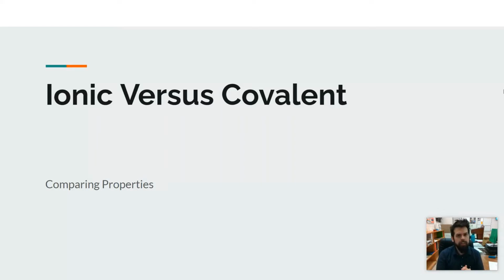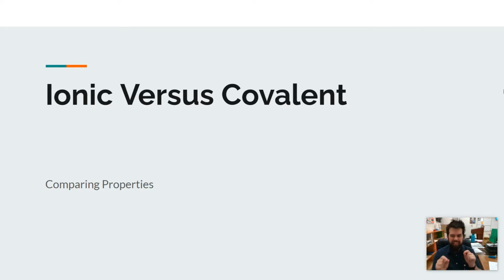Everybody, so short video today on what I hope will be a short topic. We're going to compare the properties of ionic and covalent compounds. We've talked a lot about how they work on their own, what they're like individually, but we haven't taken a lot of time to talk about how their properties differ, particularly on a macroscopic scale.